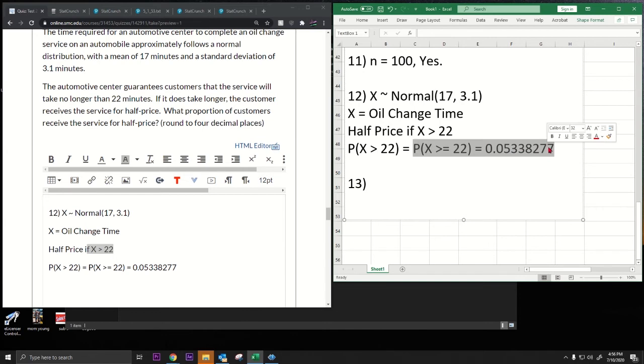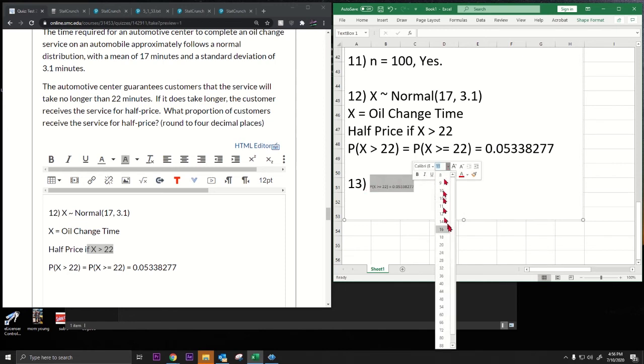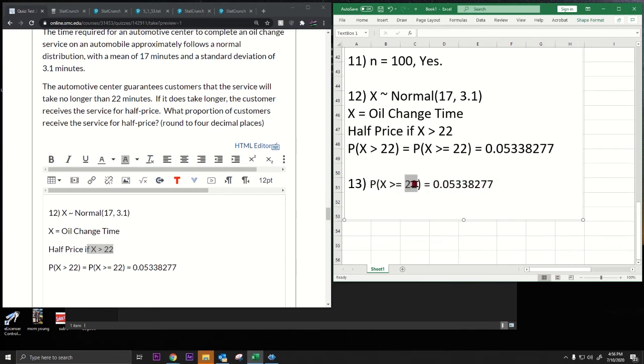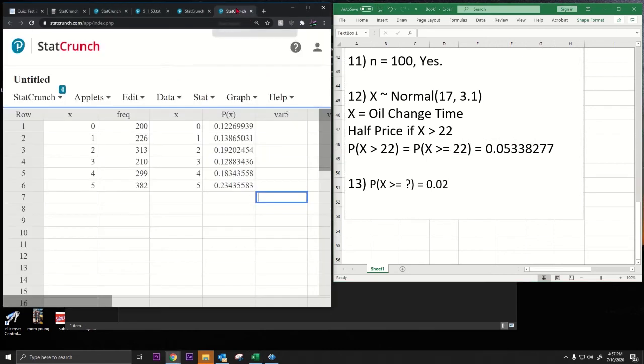So basically we're saying like this, right? Control C. What are we at? 24 or something? Or 28. So we want this question mark right here, basically, and we want this to be a 2. That's what we want. See that? We have the probability, it's 2%. We just don't know the time. How long should we change the time to? Obviously this time is going to be bigger than 22. Alright, let's go to StatCrunch.